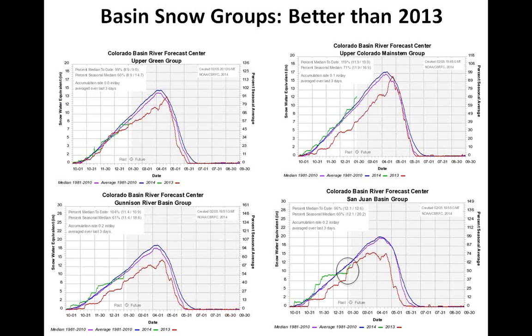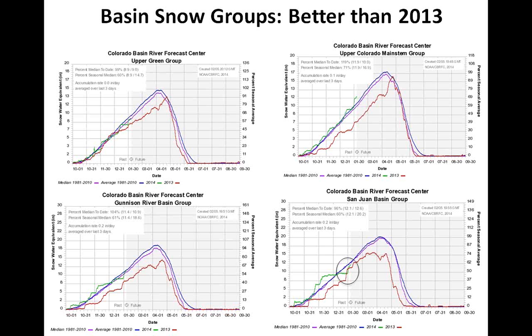Next up, I will show some of the snow groups that you're accustomed to looking at. We'll start with the Upper Colorado region, which did better than 2013. Again, last year is in the red, the green is this year, the average is the blue, and the median is the purple. Too many colors for me, guys.